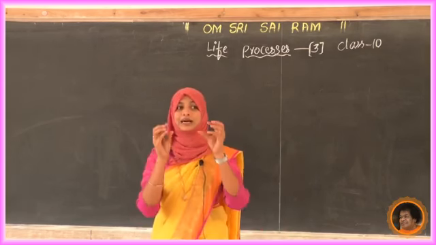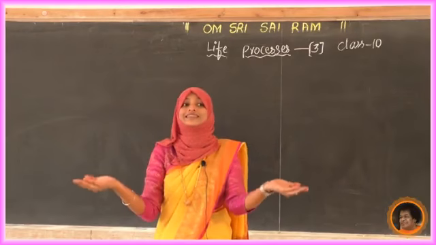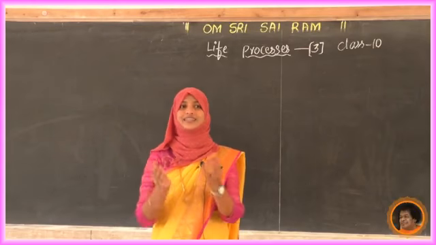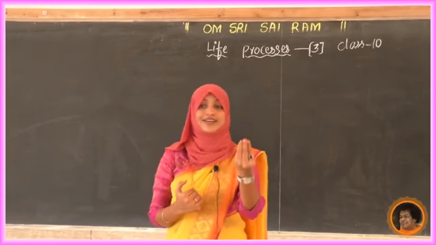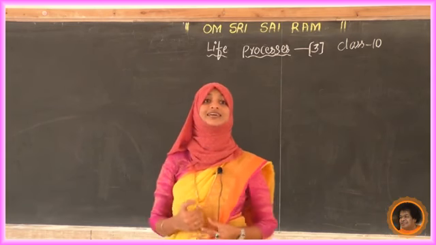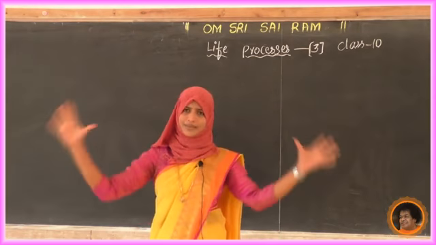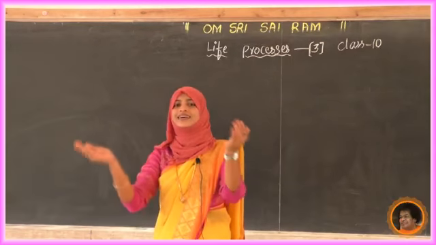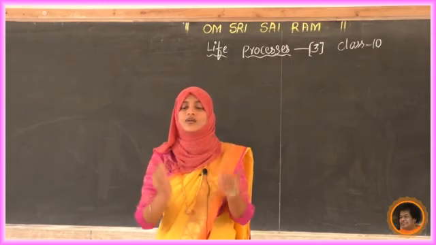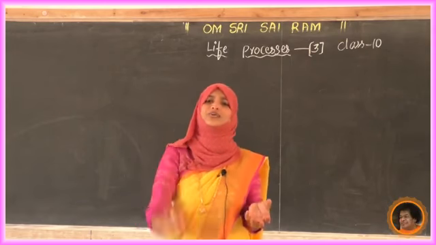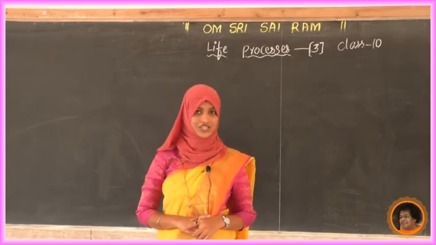In nutrition, whatever we are eating, the complex carbohydrates get converted into which form? The simple form is called what? That is called glucose. In the digestion process, complex carbohydrates break down and are converted into small units called glucose. That process is digestion.